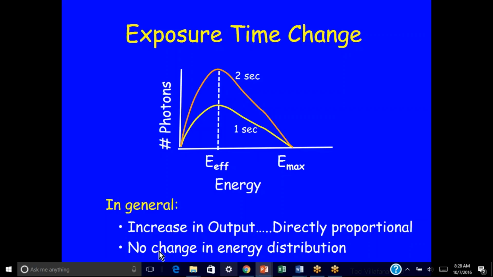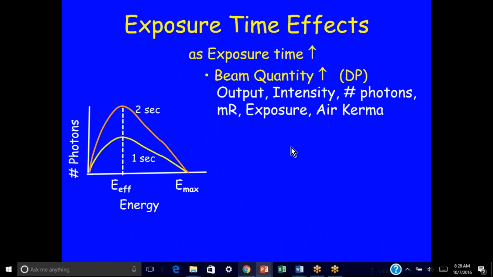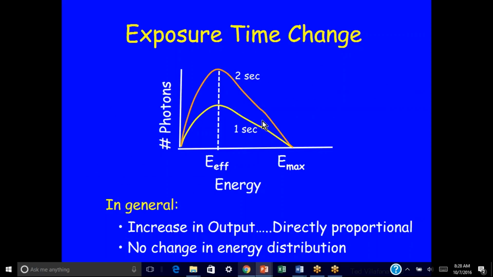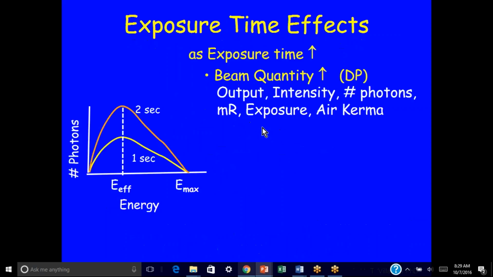Observation number two, there's no change in the energy distribution. You had a certain Emax. Remember, the Emax is determined by whatever voltage you put in. When you change the time, that's not a change in voltage. So the Emax point is fixed. And remember, we saw that you have a certain effective or average energy. The effective energy incident on a patient is 1/3 of Emax. But notice that the E effective hasn't changed. No energy distribution differences. You just get more photons at every energy. Specifically, if you double the time, you get twice the number of photons at every point.